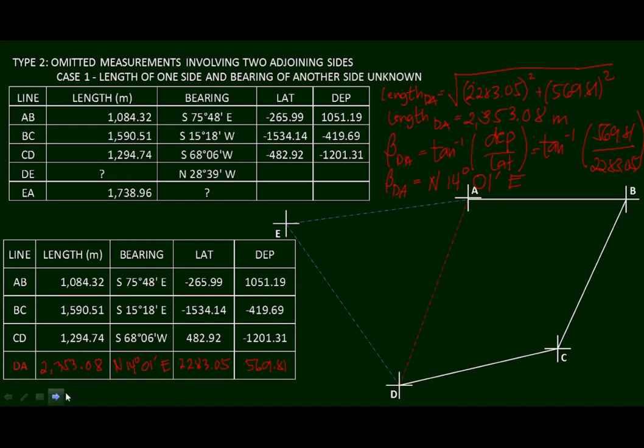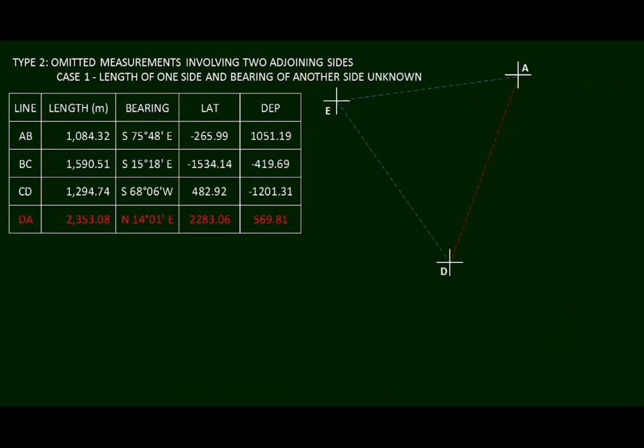Okay, so ito na yung data ng aking DA. This is not yet my final answer. Since ang hinahanap natin dito is the length of DE and the bearing of EA. So, after determining the data, the length and bearing of your closing line, proceed now to the next step. Anong ginawa natin last meeting? Okay. So, pag nasolve na natin yung mga data ng ating closing line, we can now proceed dun sa paggamit ng ating sine law or cosine law.